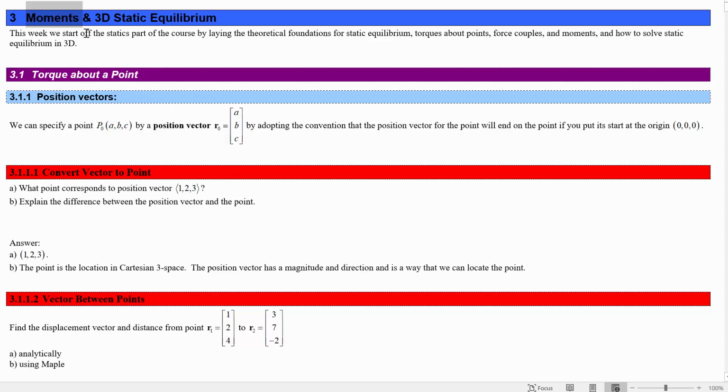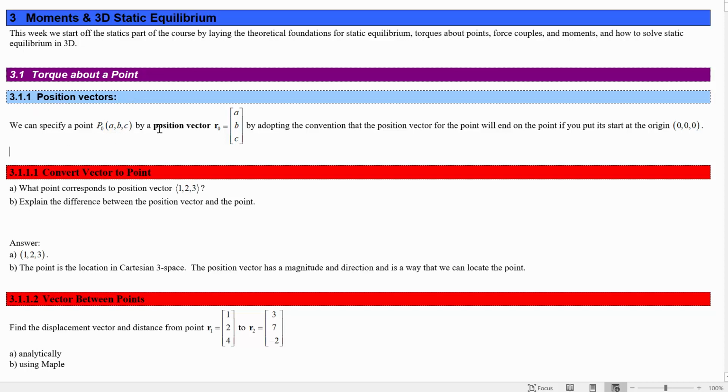This is going to be topic number 3, moments and 3D static equilibrium. Before we get into that, we're going to talk about how torque about a point works, and even before we get into that, we're going to review some more information about vectors. This is going to be a very vectory week, starting off with position vectors.